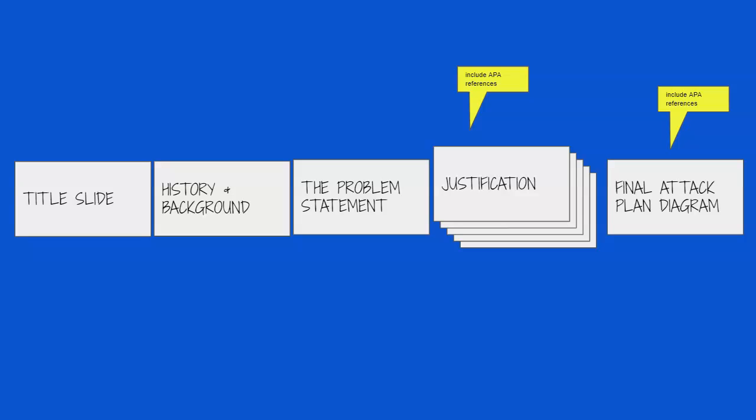So with this information in hand, you should be able to go develop the first 9 slides that you need: the title, establish your history and background of your problem, provide your clear and edited problem statement, your 5 best justifications along with APA references, and your final attack plan diagram with supporting APA references. That's what you need to produce.